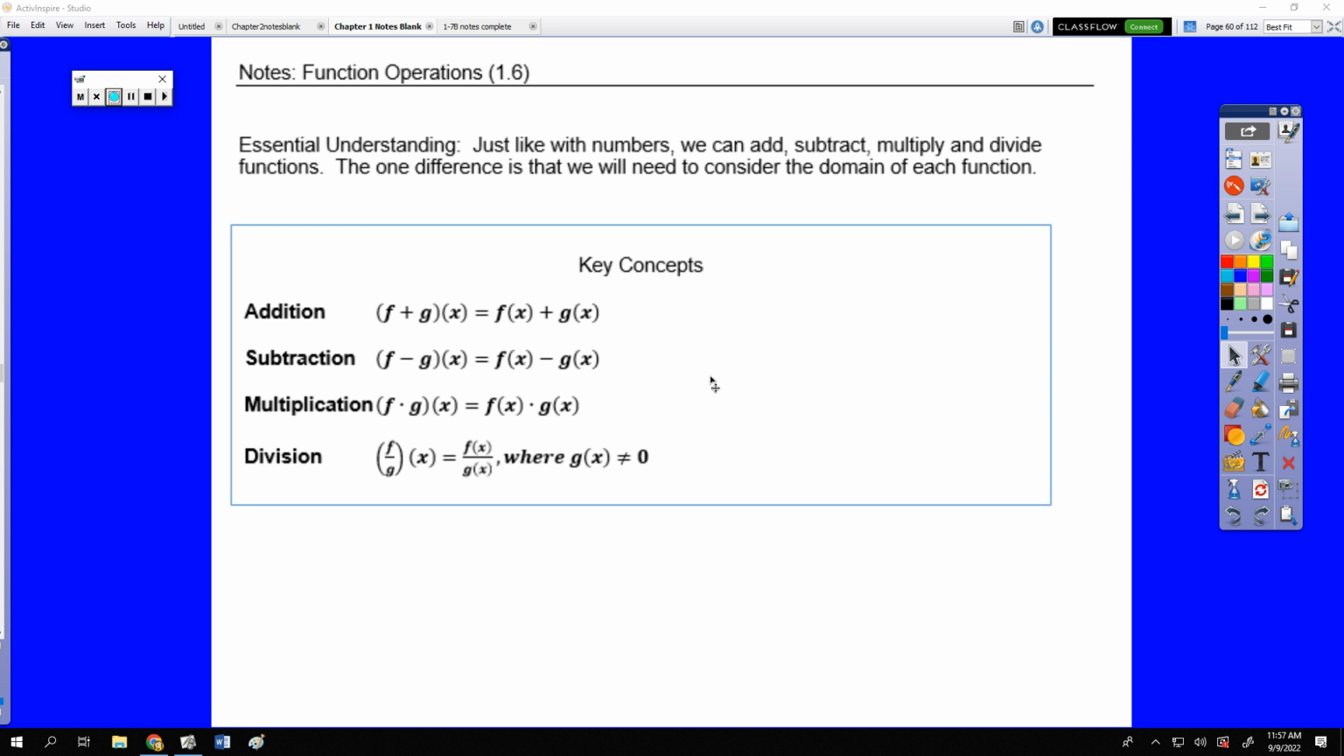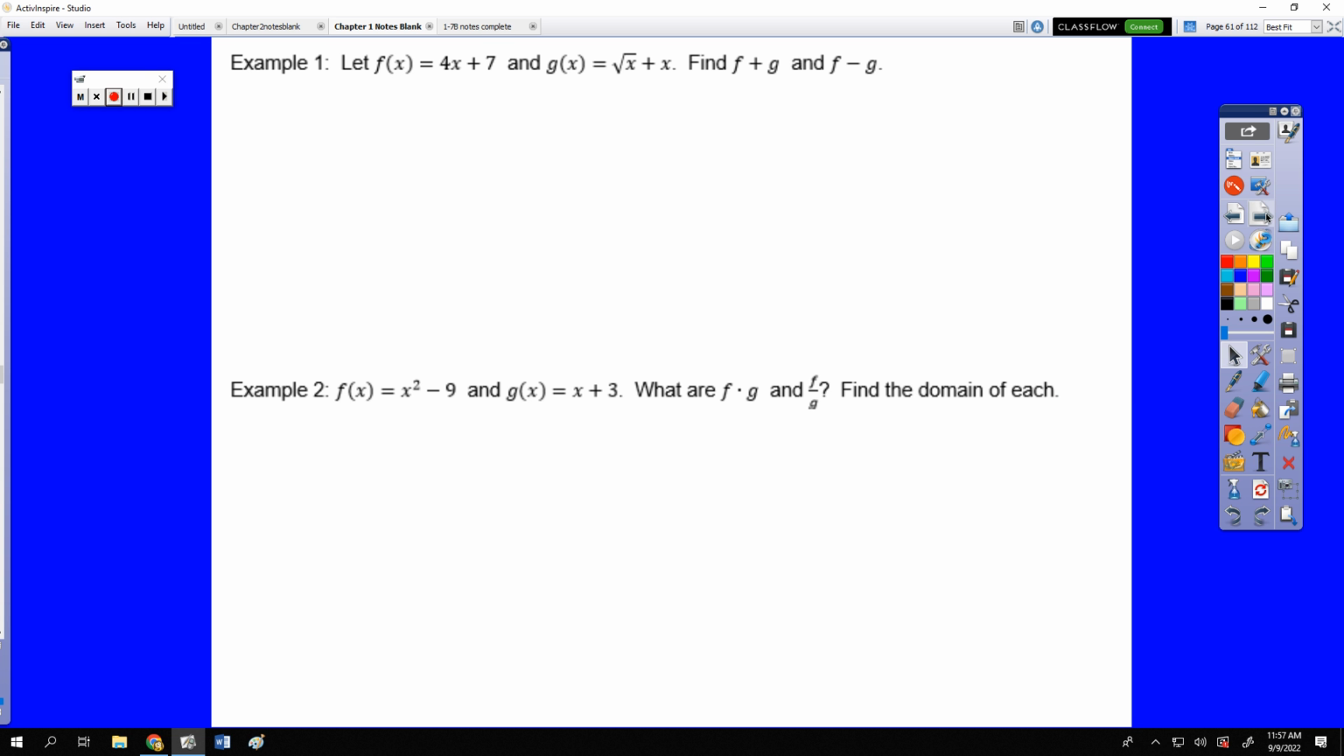Now again, notice the notation there. F plus g of x is the same as f of x plus g of x. F minus g of x is f of x minus g of x. And f times g of x is f of x times g of x. And f divided by g of x is f of x divided by g of x. So please keep that in mind as we go through our first couple examples here.